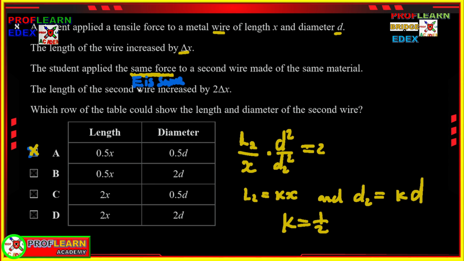Something you need to realize is that long material stretches easily, and materials which have a small diameter stretch easily. So we are going to use this relation, whereby I used Young's modulus, stress and strain, and derived this equation. I was able to come to a conclusion that the length should be half of X and the diameter will be half of D. And the answer is A.